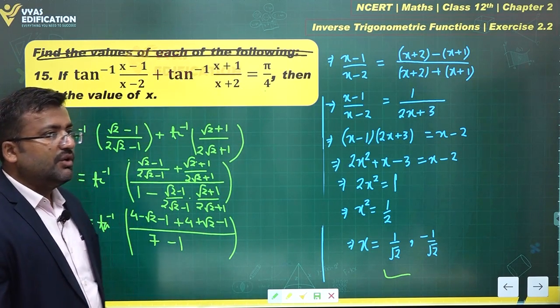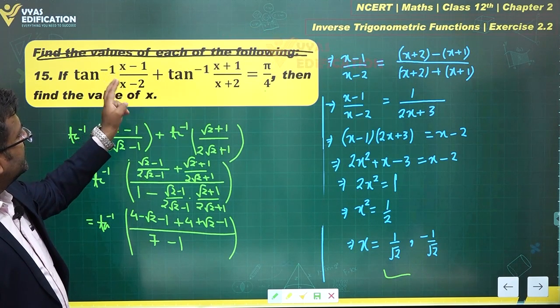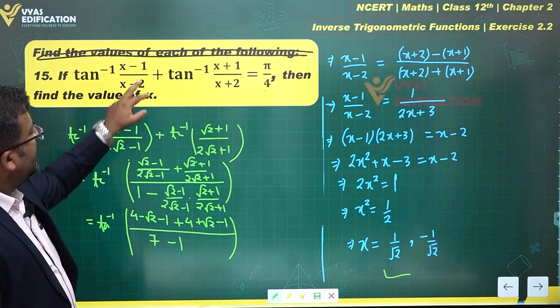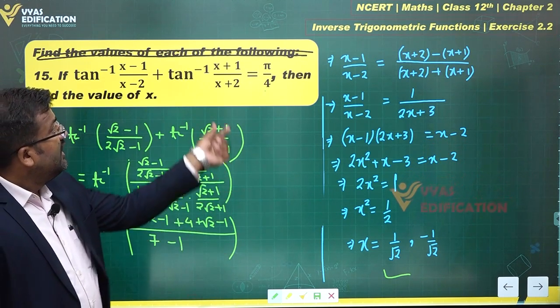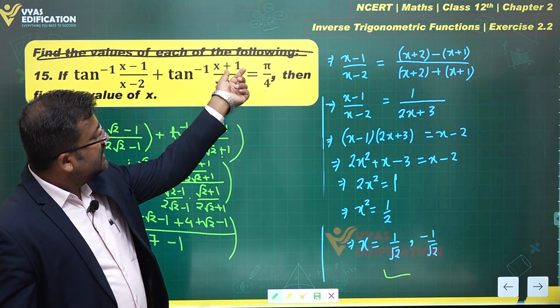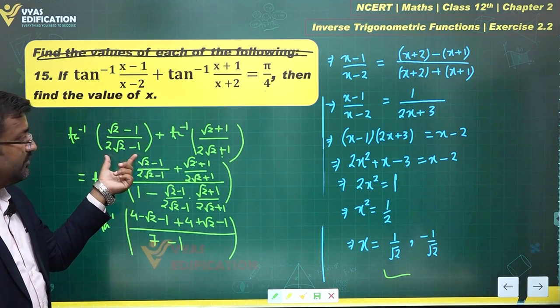What about that minus 1 by root 2? Now observe carefully. Minus 1 by root 2 minus 1, minus 1 by root 2 minus 2. You take a minus common and this will convert into this form. Yes. 1 minus 1 by root 2 plus 1. This is 1 minus 1 by root 2. 2 minus 1 by root 2 will actually convert in this form.